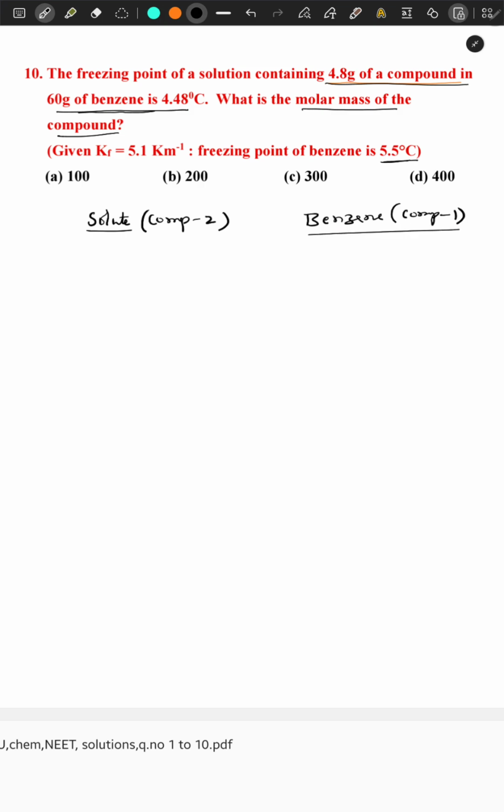Okay, so what are the given things? 4.8 gram of compound, that means component 2 mass is given, that is W02, 4.8 gram. 60 gram of benzene, that is mass of component 1, that is W01, 60 gram. Then freezing point of pure benzene, T0F, is given separately as 5.5 degrees Celsius. In addition to that, they have given the freezing point of the solution. When the compound is dissolved in benzene, it becomes a solution. So freezing point of solution is TF, that is 4.48 degrees Celsius.